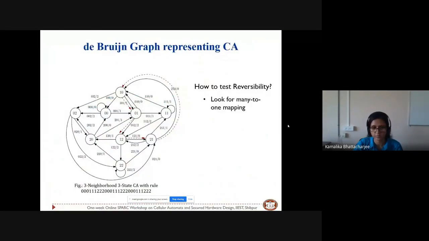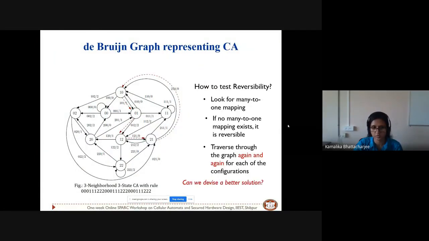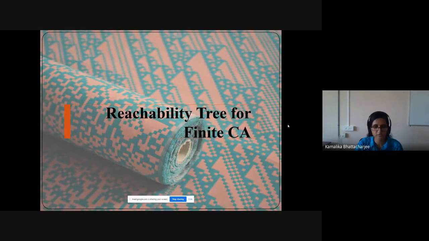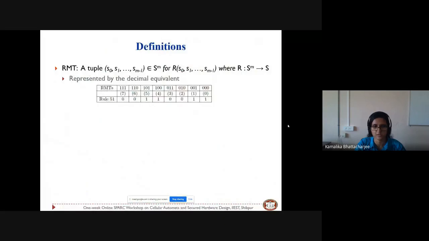So, we stopped here where we talked about finite CA, reversibility for finite CA. We want to devise something better than the Boolean graph, where you don't have to traverse again and again to find if many-to-one mapping exists in the CA or not. And that solution was a new characterization tool named reachability tree. Reachability tree is specifically designed to characterize finite CA. So before going into the details of how this tool works, let us first discuss some preliminary definitions.